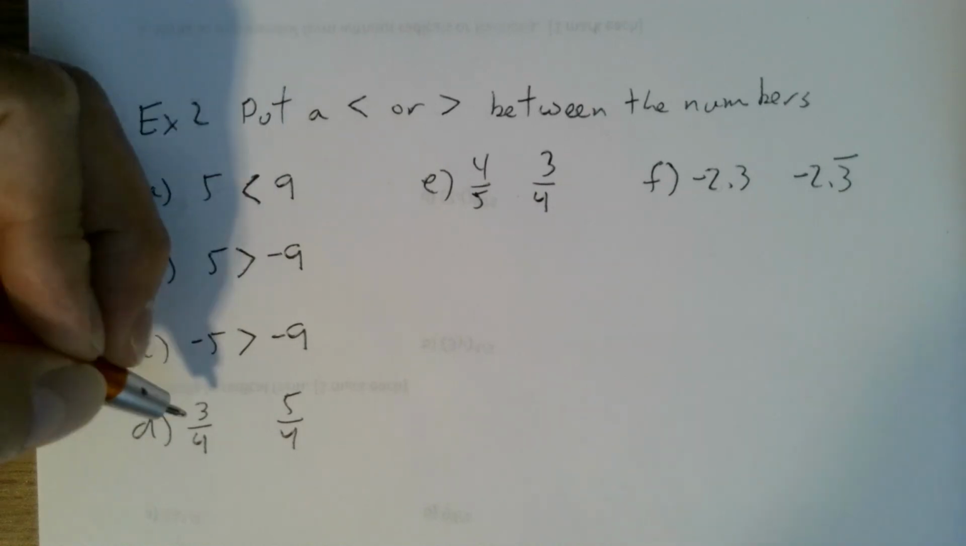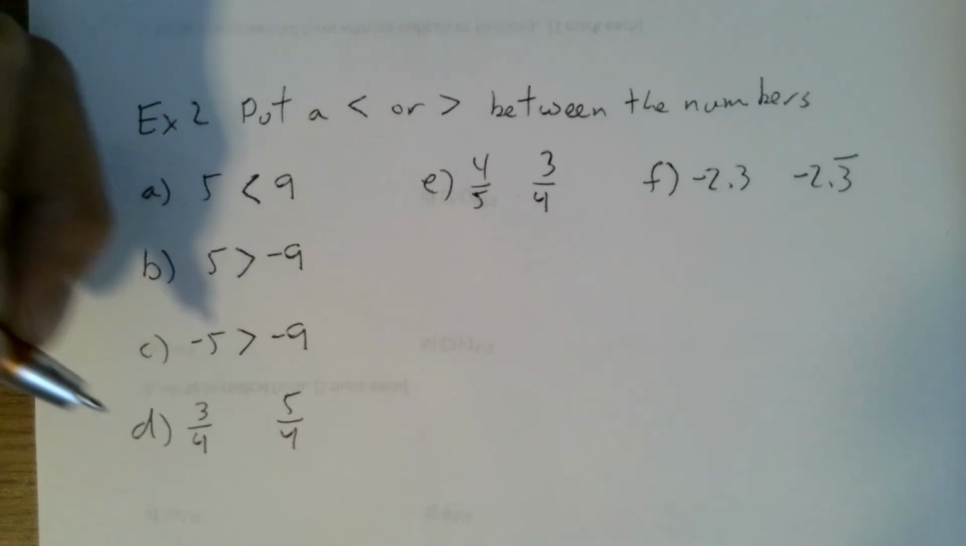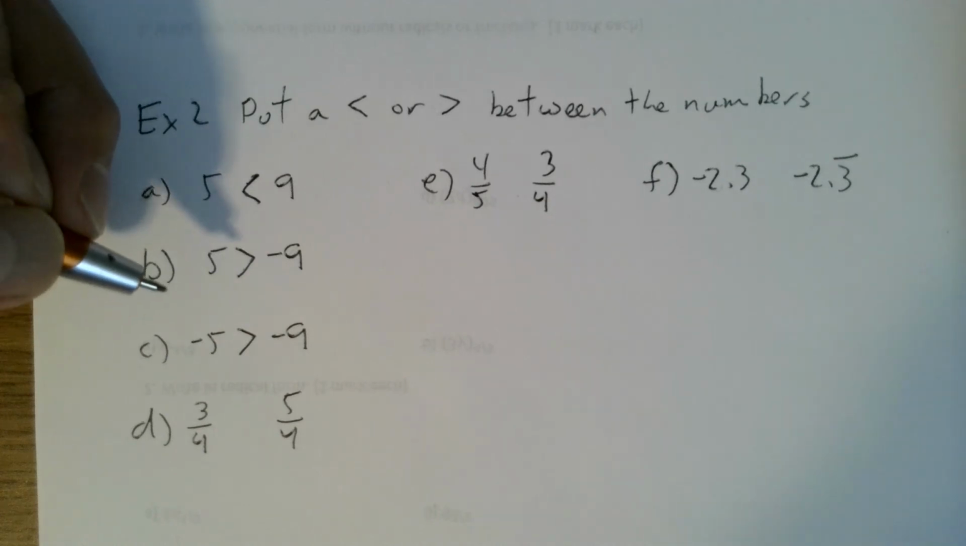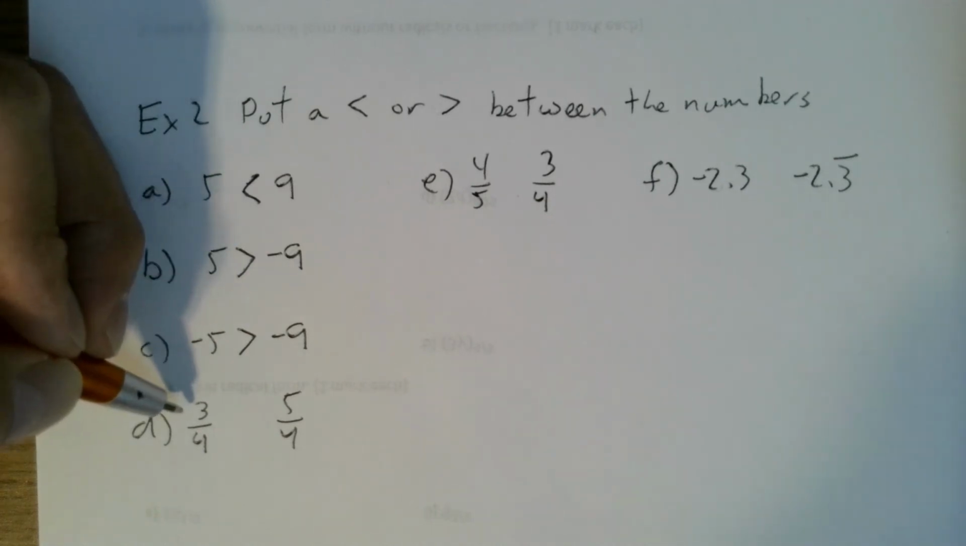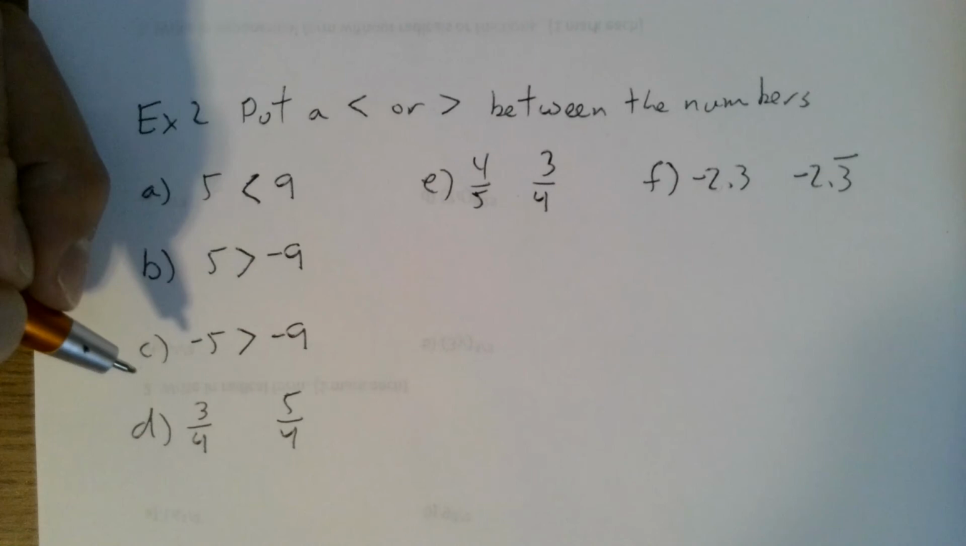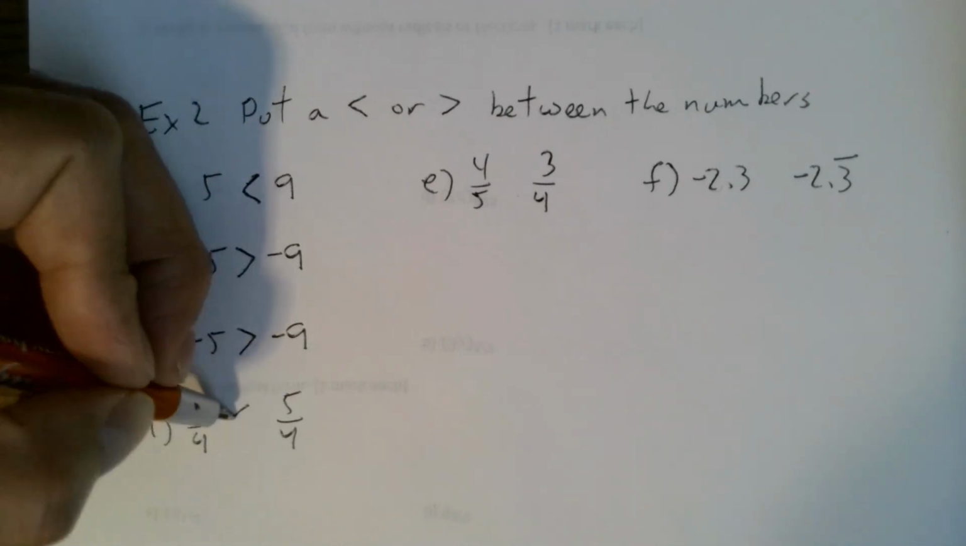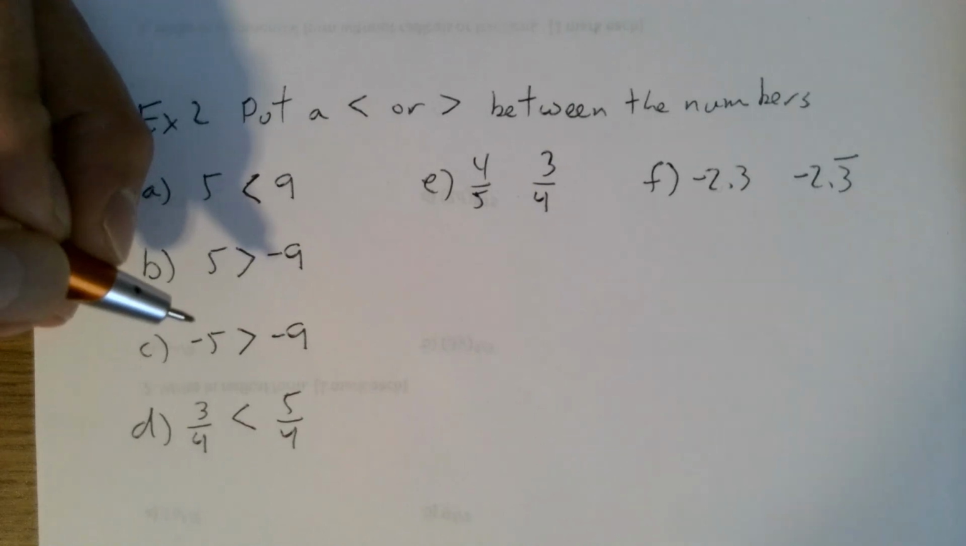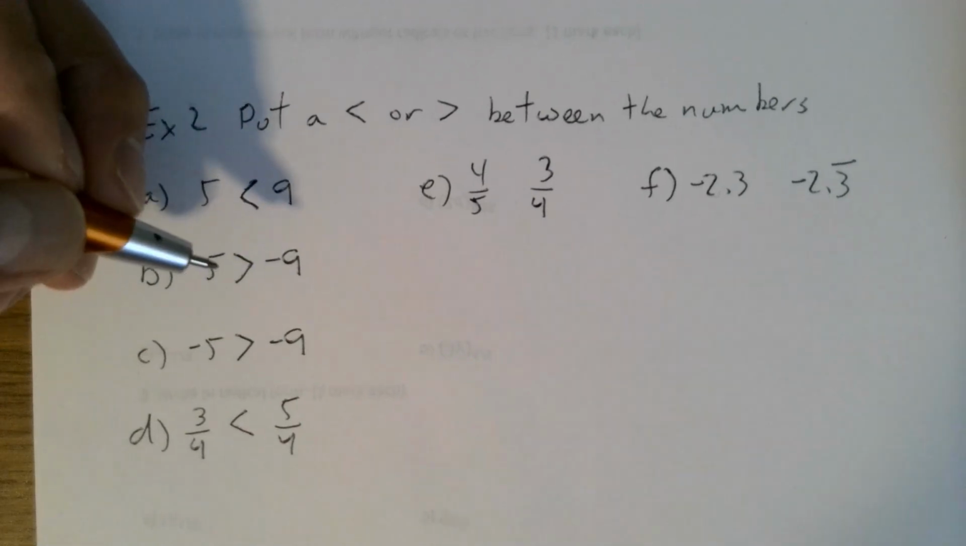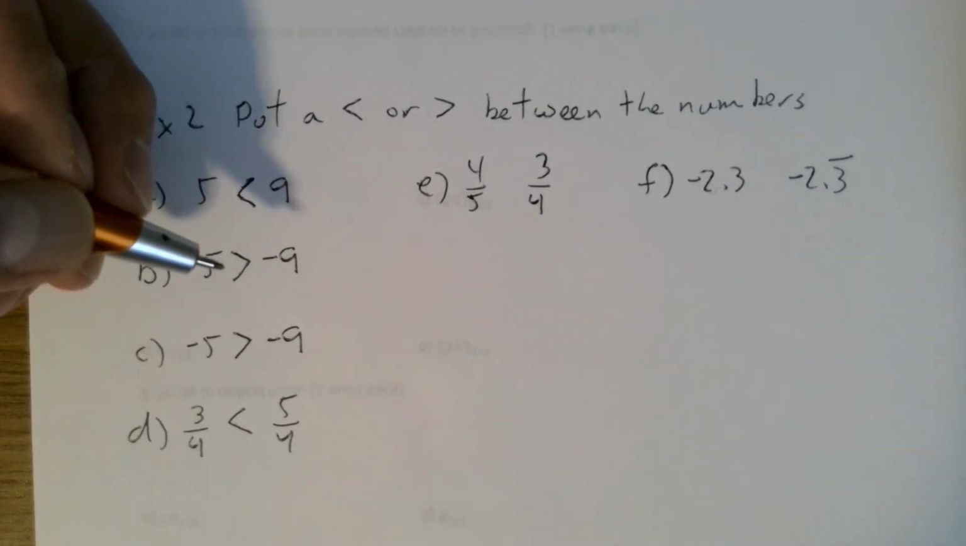Okay, oh good, now we're back to regular numbers. We can stop talking about barfing. Here we've got 3 slices of 4-slice pizza and 5 slices of 4-slice pizza. Because these are both 4-slice pizzas, this one's going to be greater. It's going to be more pizza. Okay, E. E's harder to tell.